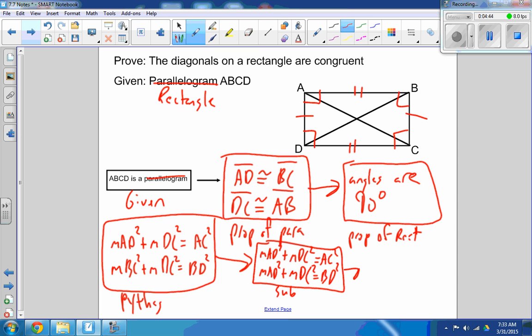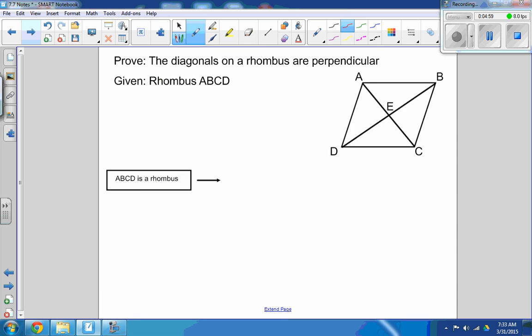And then one more set of substitution. AC equals BD. And there we go. We proved the diagonals of a rectangle are congruent.